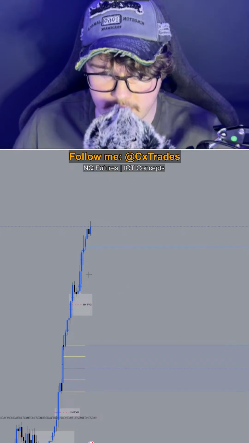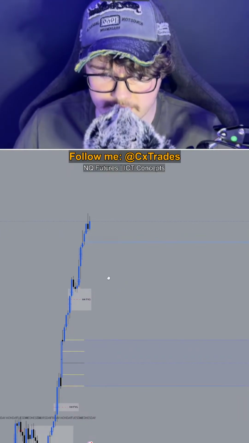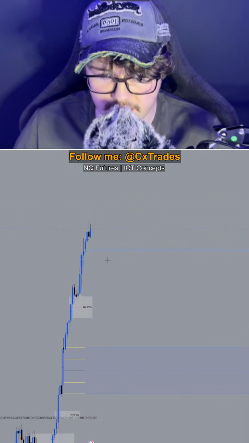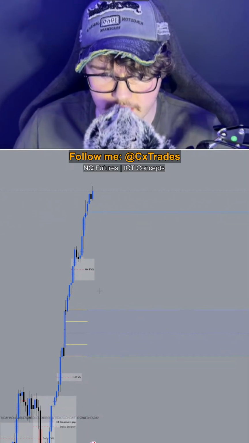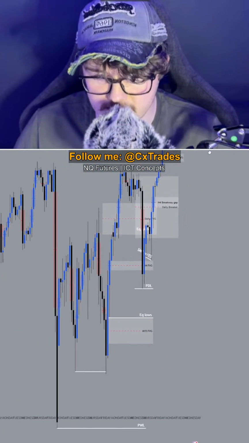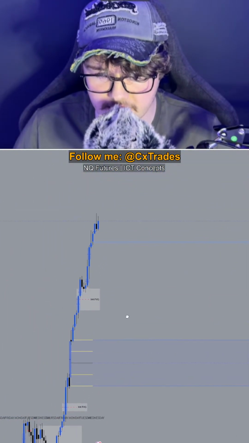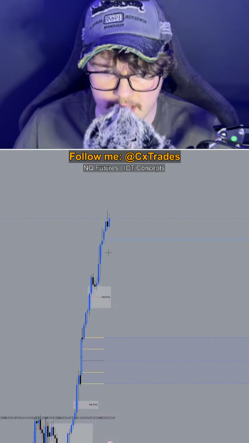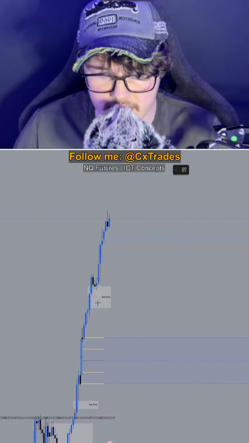Again, more H4 gaps here. It's just a huge void. If price is going to come down, I think we're going to just come down and sort of run all of these daily gaps here and all these H4 gaps. I don't think price is likely to come down and rebalance this area anytime soon, or at least not for today.